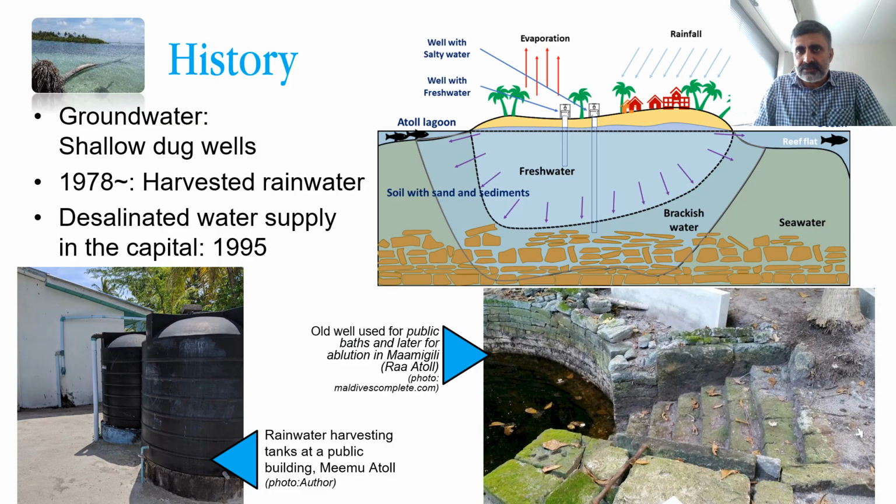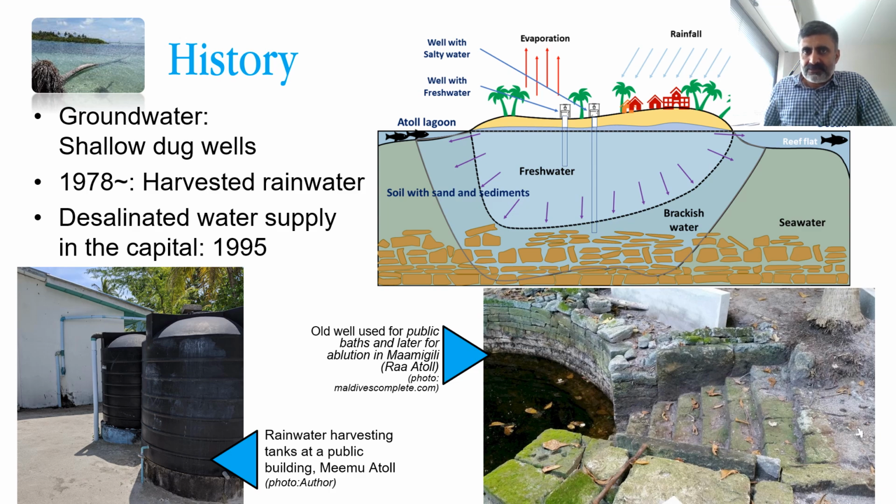Let's look at the history of water supply in the Maldives. Over hundreds of years, people were relying on the groundwater for their water supply needs. These coral atoll islands have a freshwater lens, that is a layer of fresh water that is continuously replenished by rainfall, that is floating above the brackish and salty water.